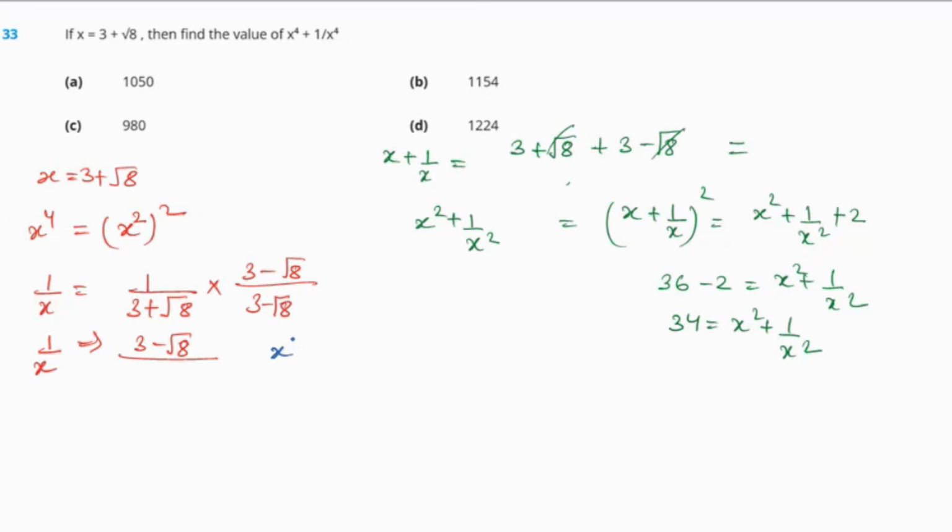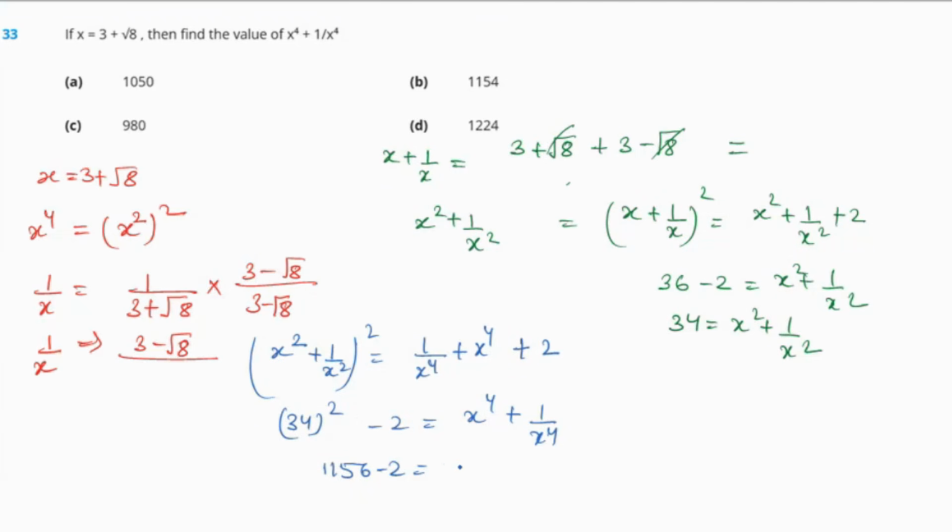So for this, we need to do (x square plus 1 by x square) whole square. That gives us 1 by x raised to the power 4 plus x raised to the power 4 plus 2, because everything will get cancelled out. So 34 square minus 2 will be the value of x raised to the power 4 plus 1 by x raised to the power 4. So the square of 34 is equal to 1156. So 1156 minus 2 will be the value for this.